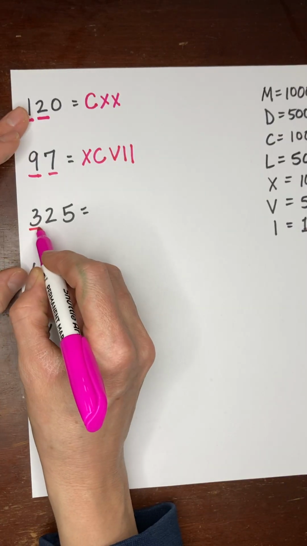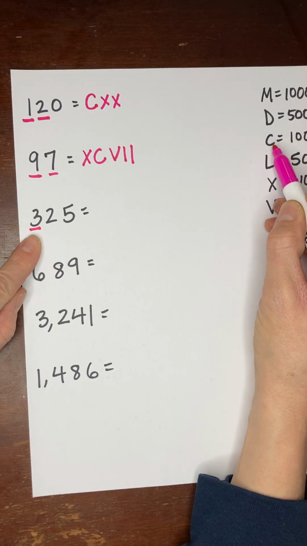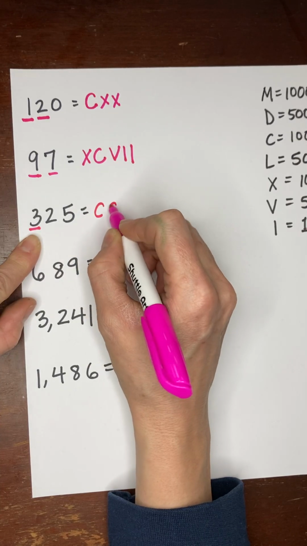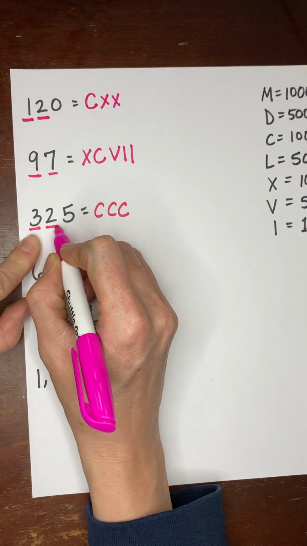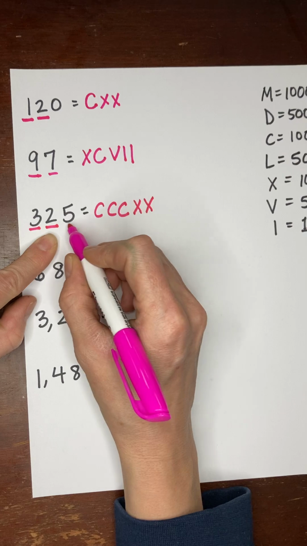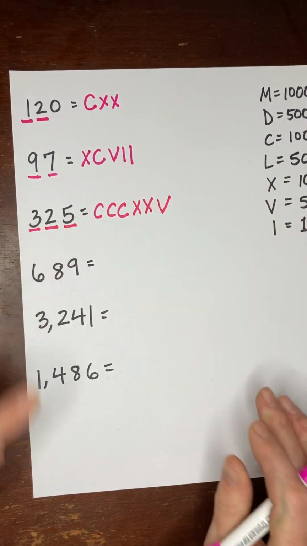So we've got our hundreds, 3. And that's the most. Remember, we can have 3 of a Roman numeral. We just can't have 4. So we can have 300, C, C, C. Then I have 2 tens. I can do that with 2 X's. And then I have a 5. And I have 1 Roman numeral, a V, for the 5.